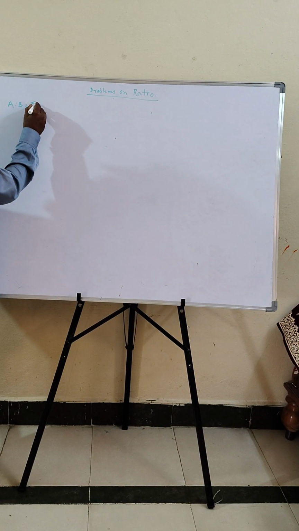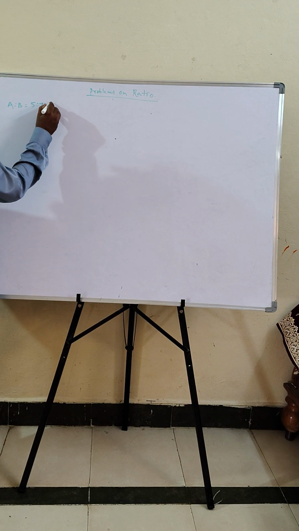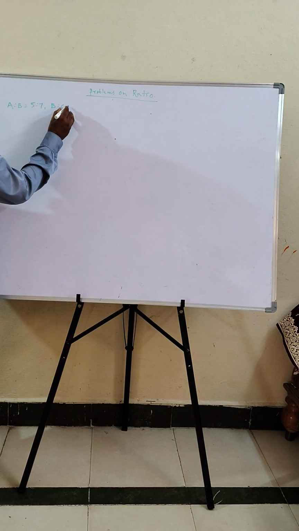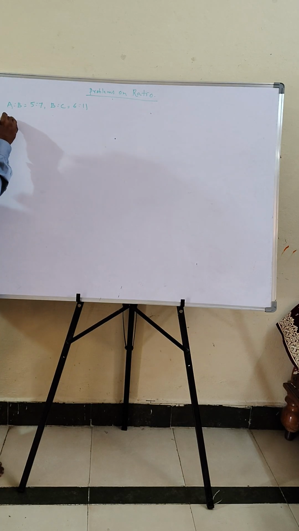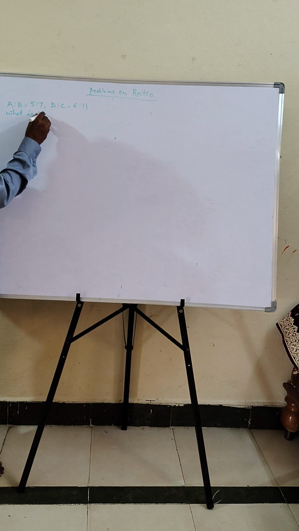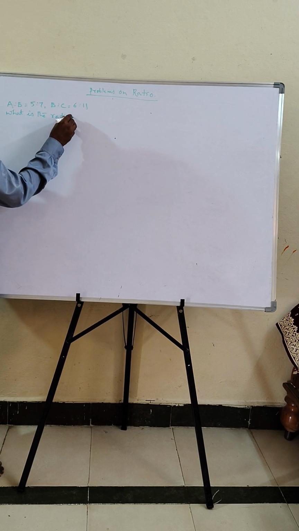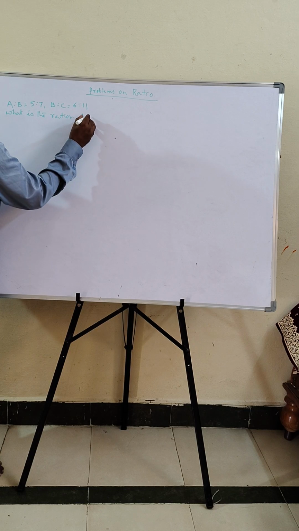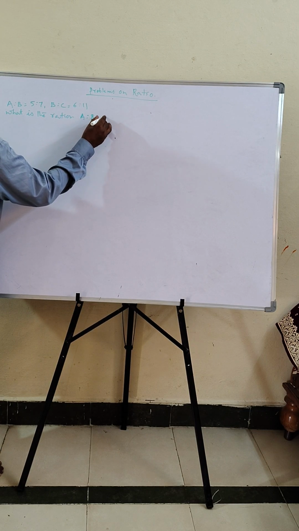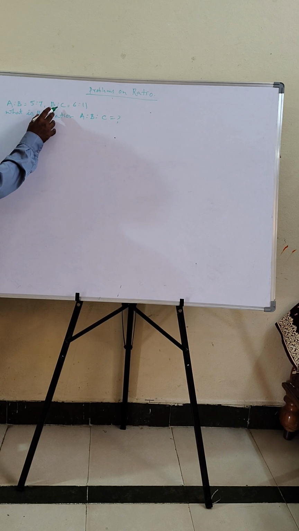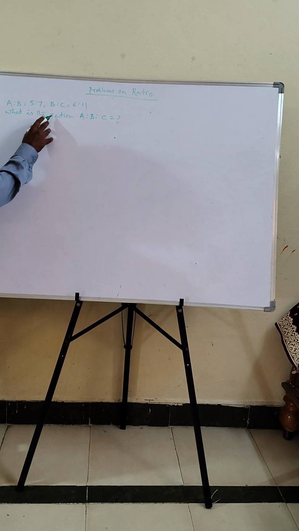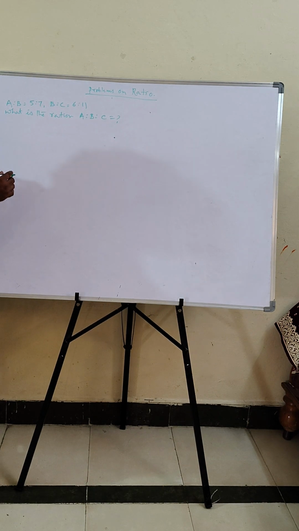A is to B equal to 5 is to 7, B is to C equal to 6 is to 11. What is the ratio A is to B is to C? Here it was given A is to B equal 5 is to 7, B is to C equal 6 is to 11. What is the ratio A is to B is to C?